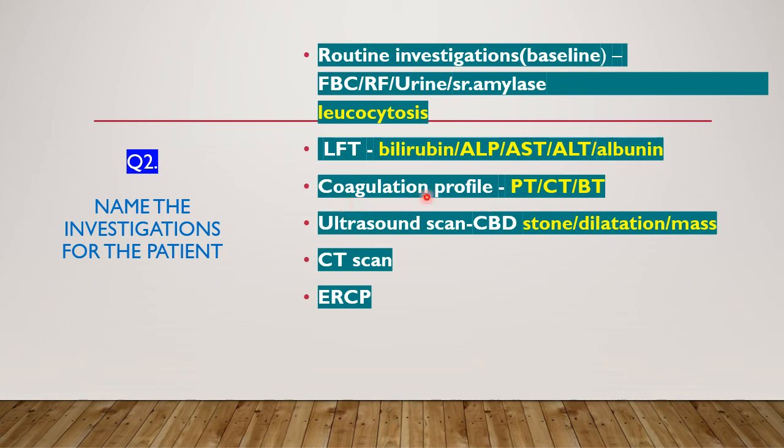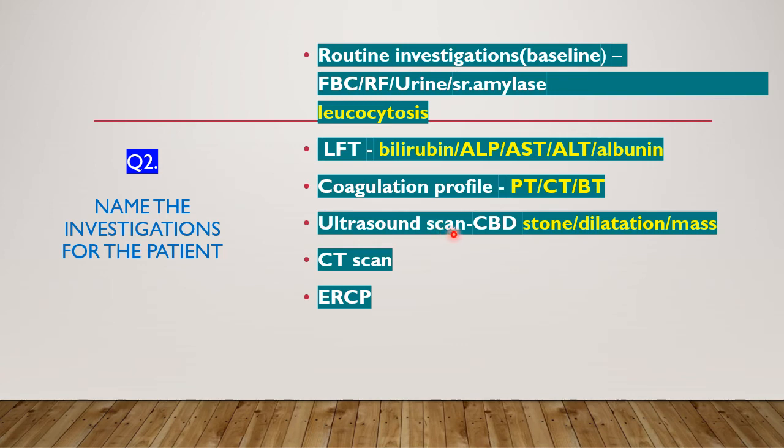Coagulation profile is an important investigation for this patient with deep jaundice. Among them included will be the prothrombin time, the clotting, and bleeding time. The ultrasound scan is the most important imaging investigation that is most useful in this patient. It will rule out gallstones, it will rule out acute cholecystitis and possibly biliary colic.